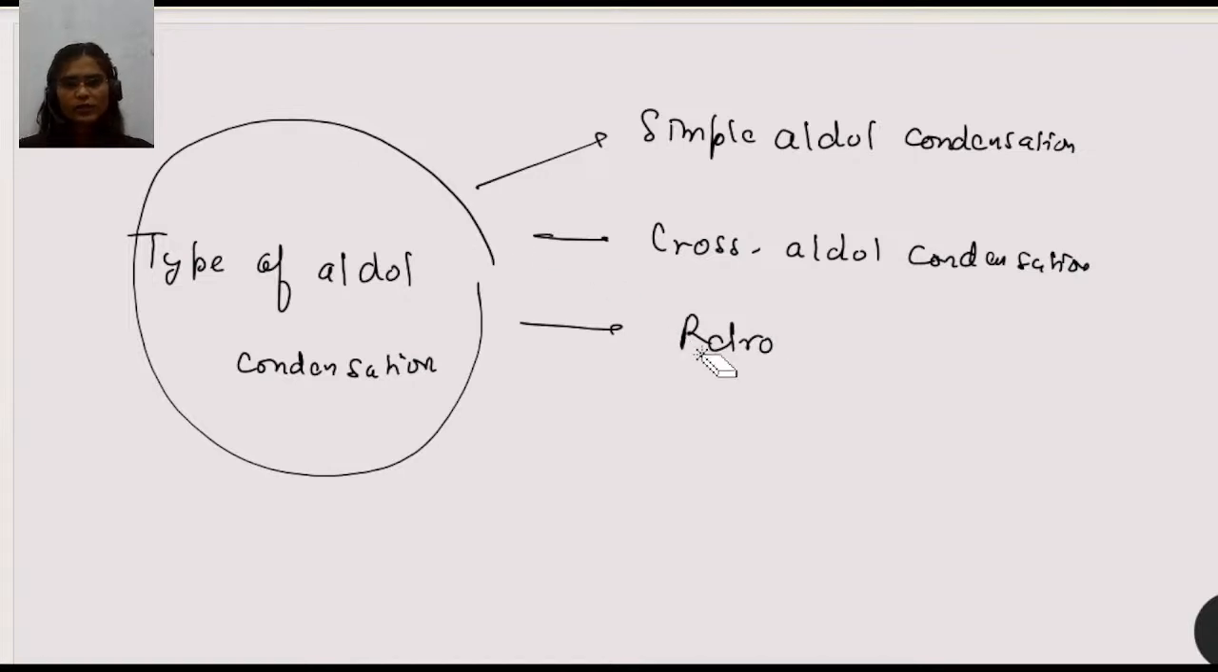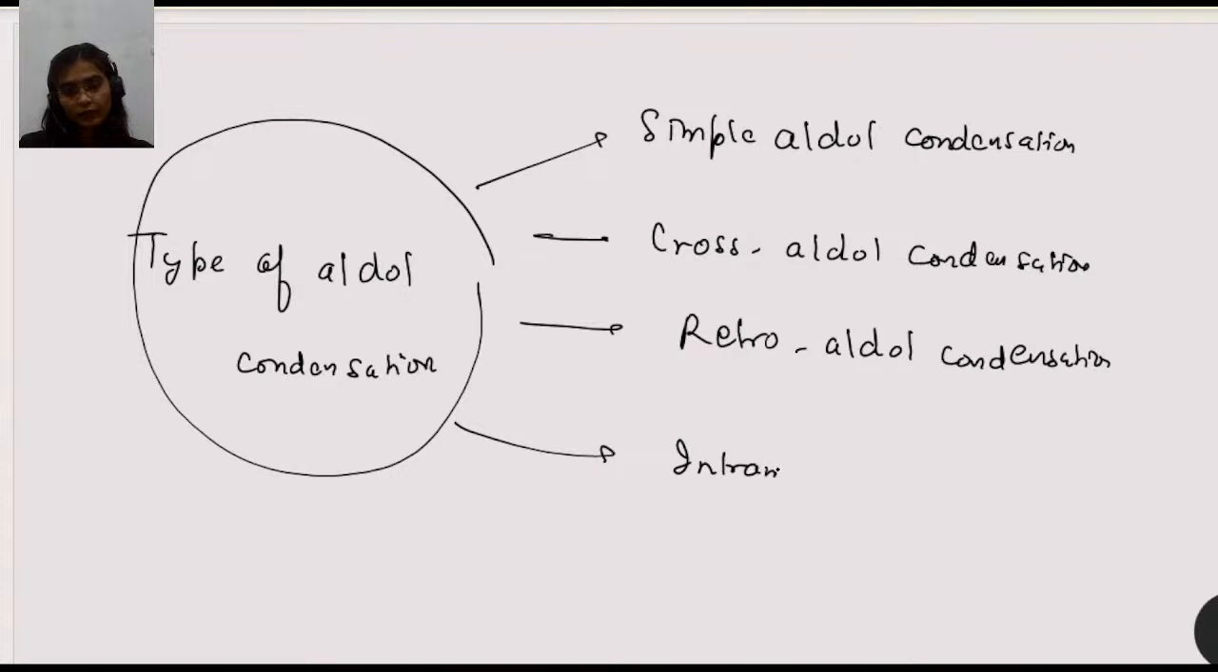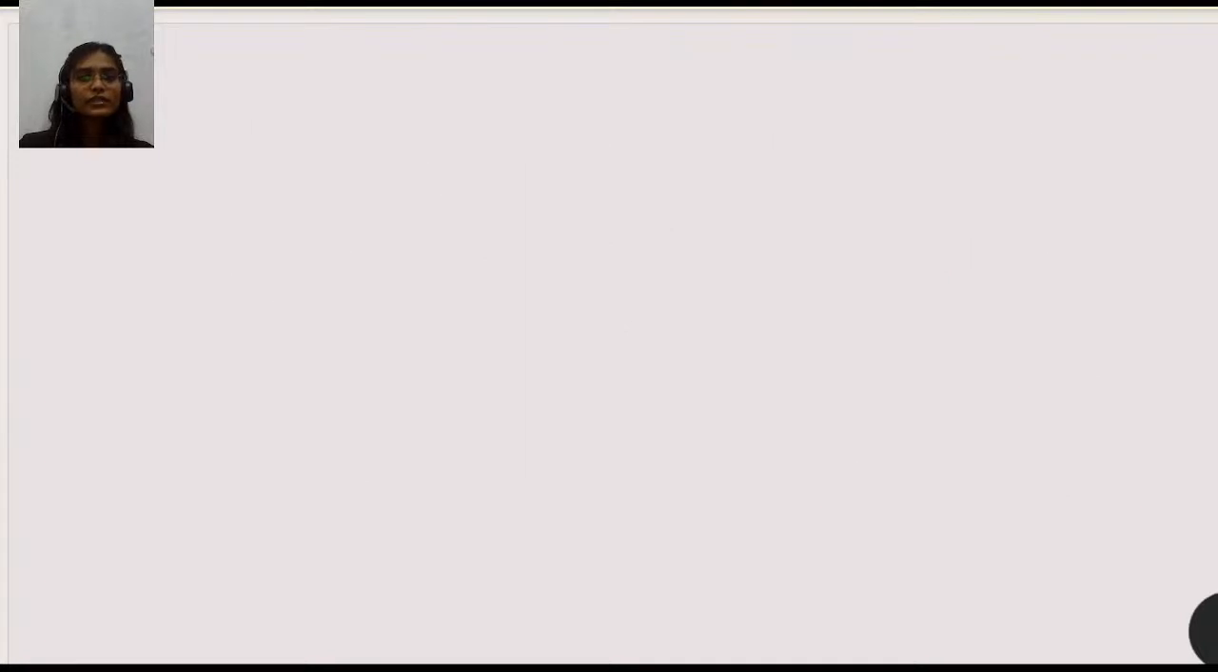Retro is like opposite, simply. So it's a retro aldol condensation. And the fourth one is intramolecular. Basically, we have a total of four types of aldol condensation. Now let's discuss all of these one by one. Let's start with the very first, that is simple aldol.